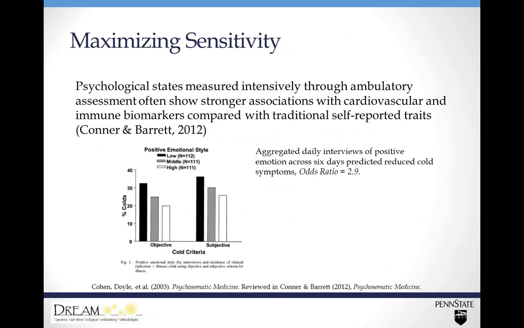P&I, so psychoneuroimmunology, has shown that if you track positive emotion using EMA or ESM or a daily diary in the week leading up to an experiment where they subjected people to the cold virus, you see that positive emotion, aggregated daily interviews of positive emotion across those 6 days were associated with reduced cold symptoms, whereas when they took a global measure of positive emotion, so in general, how happy are you these days, that still showed an effect, but the odds ratio was cut in half.